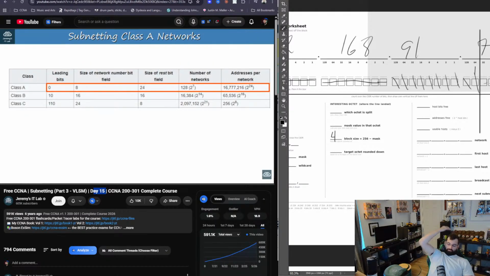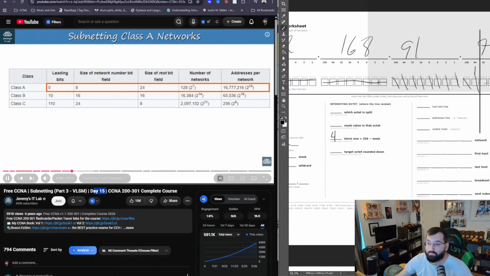Okay, let's get to subnetting class A networks. Look at the size of the rest bit field. That is the host portion. There are 24 host bits that we can borrow from.